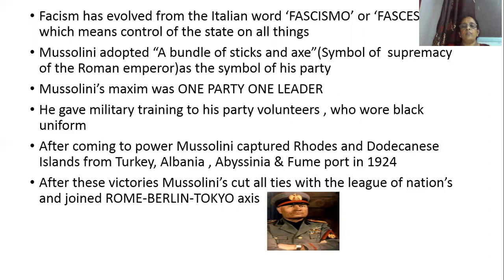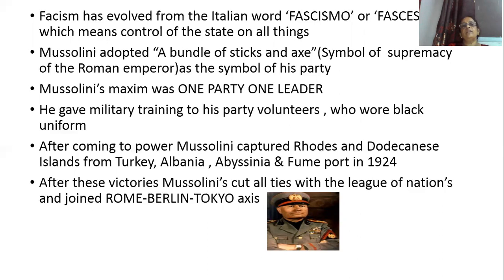Then they formed a new group that came to be called the Rome, Berlin, Tokyo axis. Rome is the capital of Italy, Berlin is the capital of Germany, and Tokyo is the capital of Japan. So these three countries, Germany, Italy, and Japan, formed a group called the Rome, Berlin, Tokyo axis, and Italy became a member of that axis.